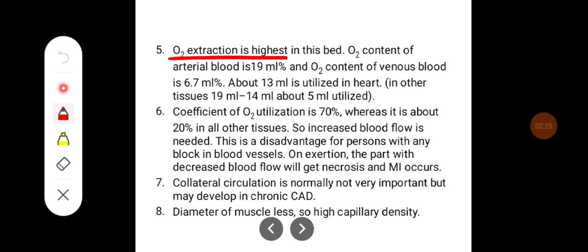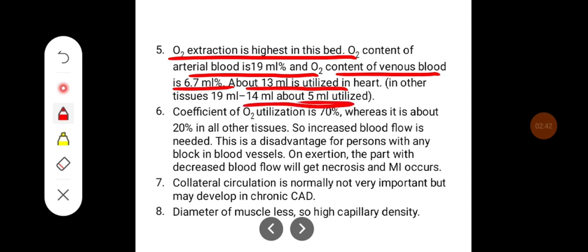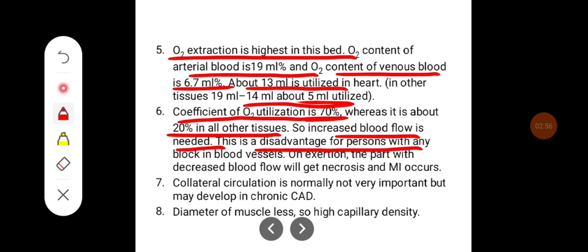And oxygen extraction is highest in this bed. The oxygen content of the arterial blood is around 19 ml% and the oxygen content of venous blood is 6.7 ml%. About 13 ml is utilized in the heart. In the other tissues, it is just around 5 ml. The coefficient of oxygen utilization is almost 70%, whereas it is about 20% in all other tissues. So increased blood flow is needed. This is a disadvantage for persons with any block in the blood vessels. On exertion, the part with decreased blood flow will get necrosis and MI occurs.